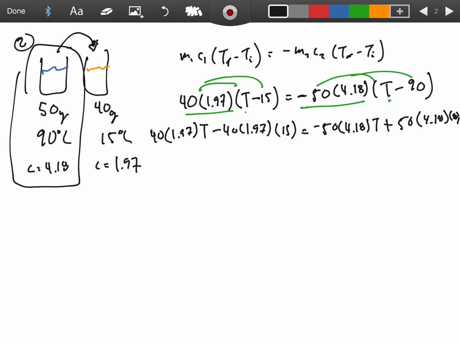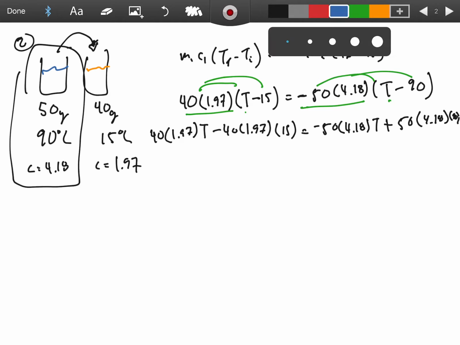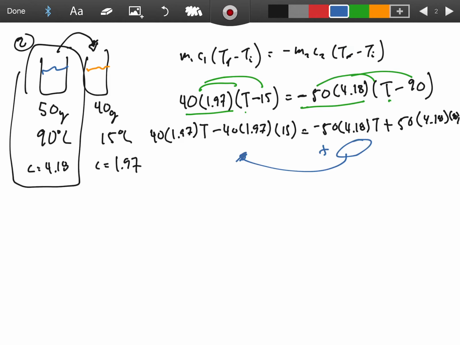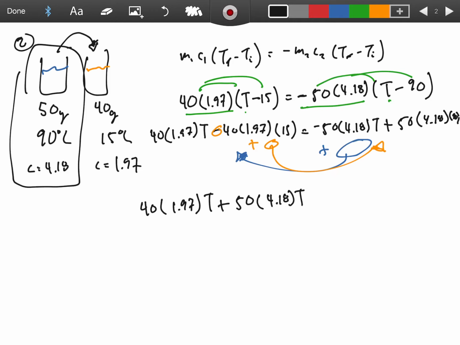All right, so where do we go from here? Well, I need to get my T's on the same side, and if you look, so this one's negative, so I'm going to add this number over here, and this one's negative, so I'm going to add this number over here, and when you do that, this becomes 40 times 1.97 T plus 50 times 4.18 T equals 50 times 4.18 times 90 plus 40 times 1.97 times 15.